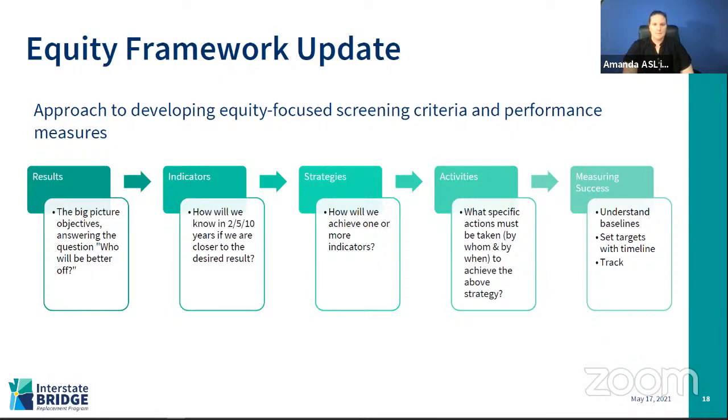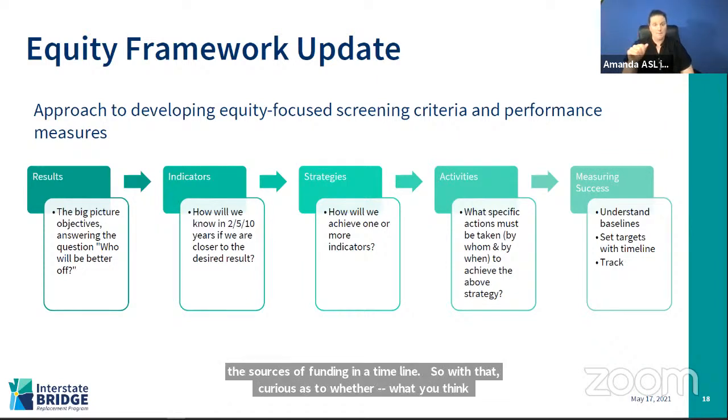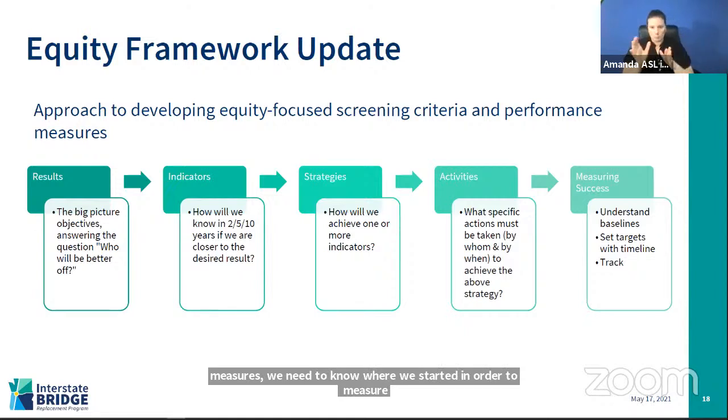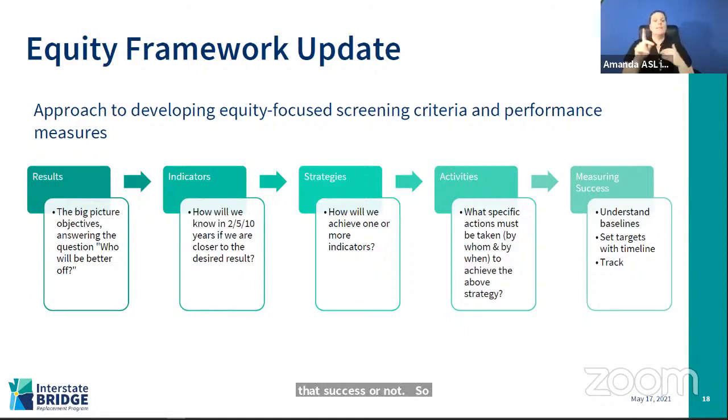Matt, and then Yolanda. Yeah, this is Matt Sears with Disability Rights Oregon. I just had a quick suggestion: as I look at this approach for determining screening criteria and performance measures, I think it's also helpful to think about understanding what data is actually available now. If we're going to have performance measures, we need to know where we started in order to actually measure that success or not. So being able to figure out now what data is actually available and what we can actually measure, I think that's really critical and important.